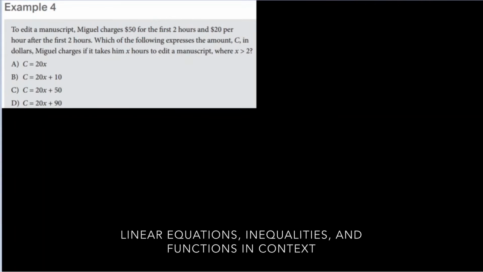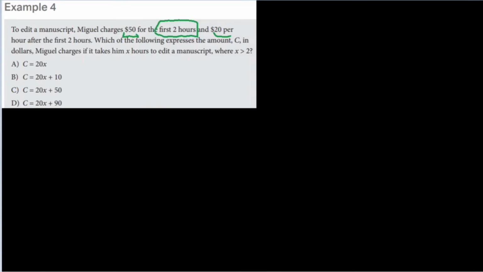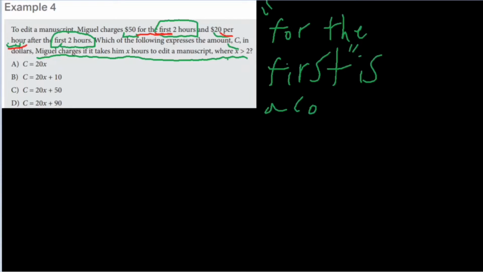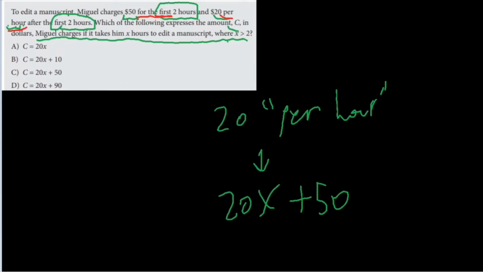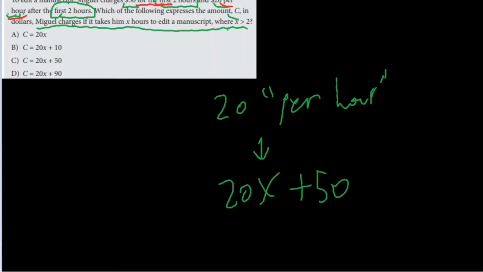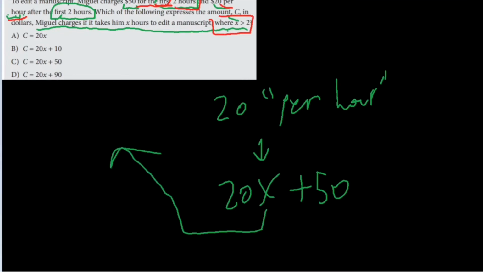To edit a manuscript, Miguel charges $50 for the first 2 hours and $20 per hour after the first 2 hours. Which of the following expresses the amount C in dollars Miguel charges if it takes him x hours to edit a manuscript where x is greater than 2? So we have to realize that the words "for the first" is a constant value, which means that it doesn't change and it's your y-intercept. And the words "per hour" means that it's your slope, because it's constantly changing every hour. So we can come up with the equation 20x plus 50.